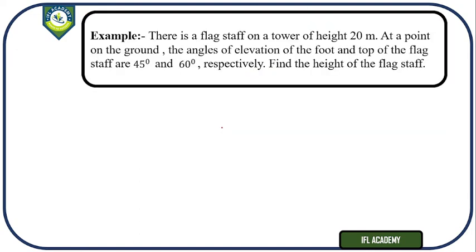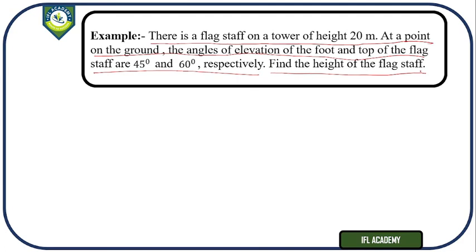Now let us solve one example on angle of elevation. The question is, there is a flag staff on a tower of height 20 meter at a point on the ground. The angles of elevation of the foot and top of the flag staff are 45 degree and 60 degree respectively. Find the height of the flag staff.